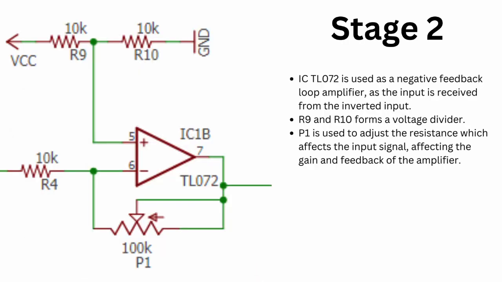ICTL072 is used as a negative feedback loop amplifier, as the input is received from the inverted input at pin 6. R9 and R10 form a voltage divider. P1 is used to adjust the resistance, which affects the input signal, which can also affect the gain and feedback of the amplifier.